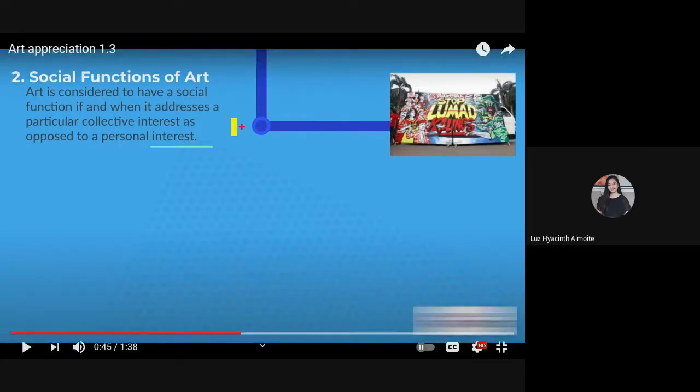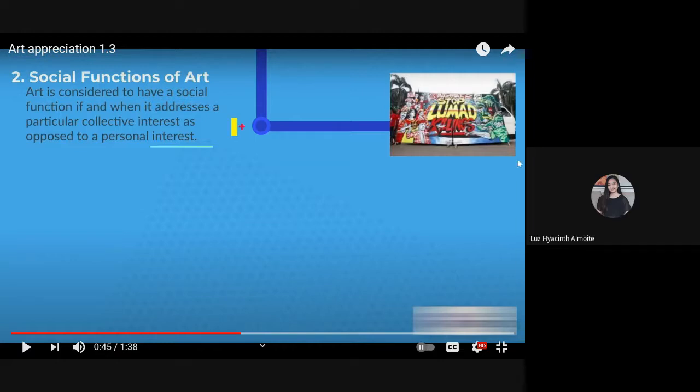When it comes to the social functions of art, art is considered to have a social function if and when it addresses a particular collective interest as opposed to a personal interest. Political art is a very common example of an art with a social function. Art may convey messages of protest, contestation, or whatever message the artist intends his work of art to carry. Often, art can also depict social conditions.